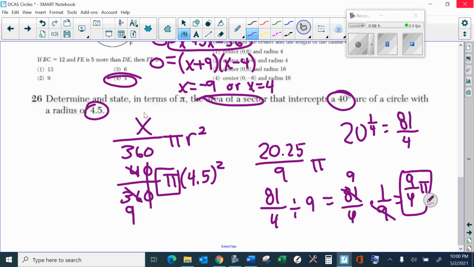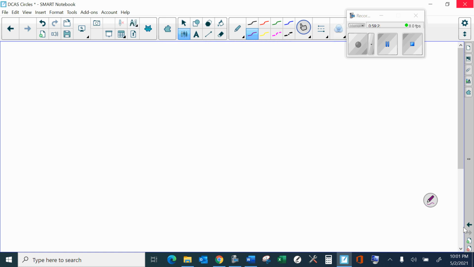You could also plug that in a graphing calculator and do 4.5 squared divided by 9, hit math, enter, enter, and that will give you the 9/4. Anyway, that's how you do it by hand if they didn't have a calculator for you. I think that's it. Finally, we finished. 60 minutes almost.